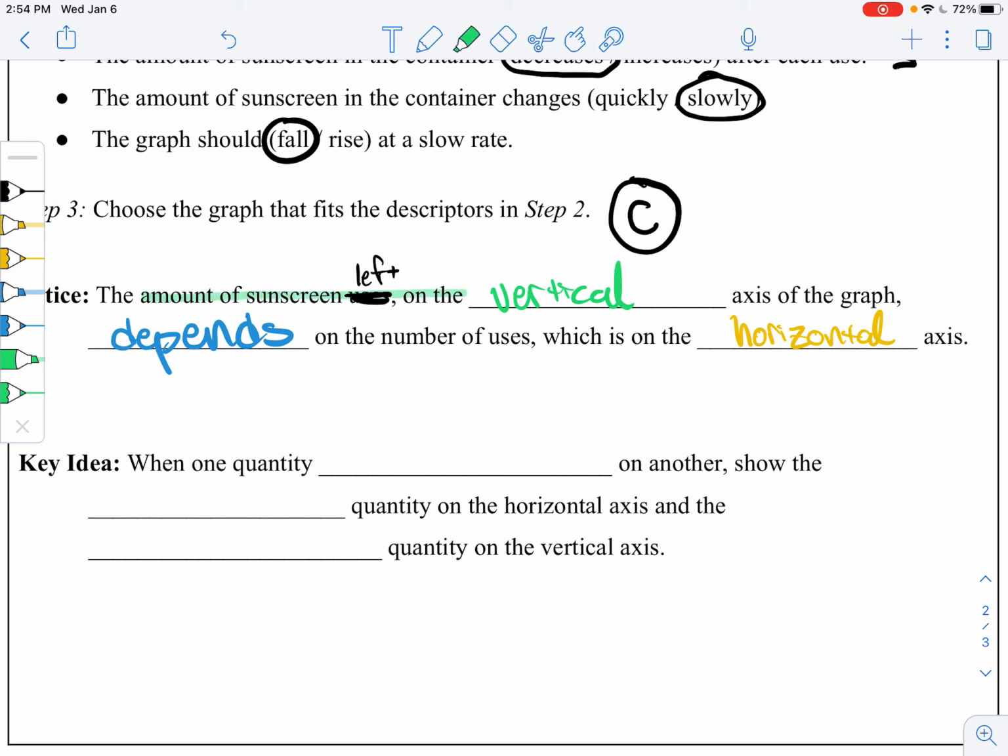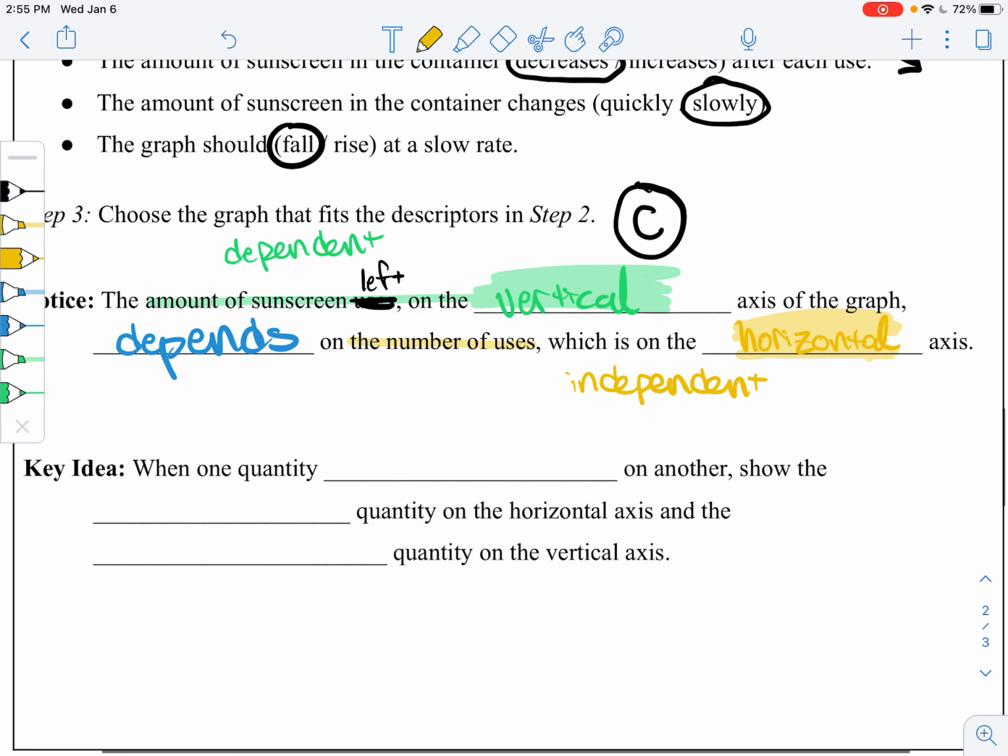The amount of sunscreen left, whatever's on the vertical axis, that is what goes up and down, we call that dependent, because it depends on the horizontal axis. And because the horizontal axis doesn't really depend on anything, we call it independent, meaning it doesn't depend. Horizontal meaning side to side, vertical meaning up and down.